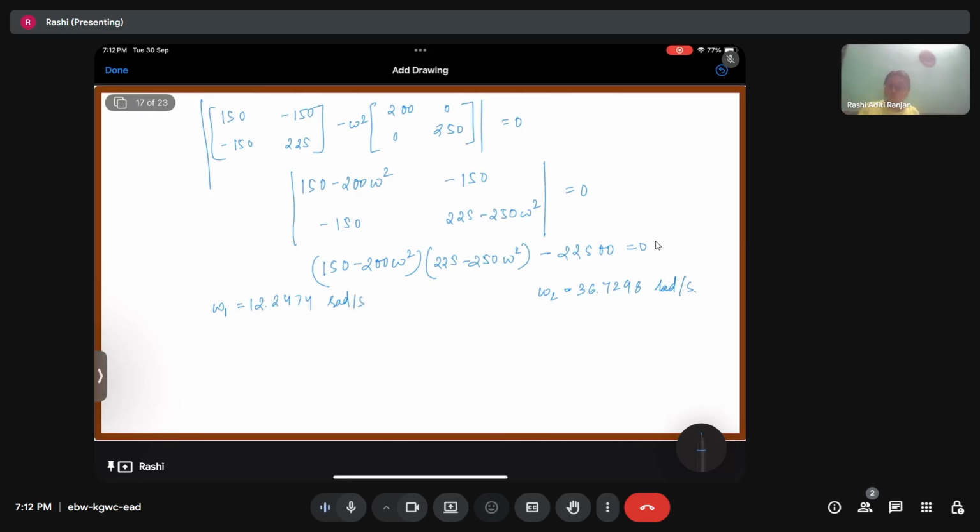Now we have to find the corresponding mode shapes, which will turn out to be x of 1 as a times [1, 0.8] and x of 2 as b times [1, -1]. These are the two mode shapes.